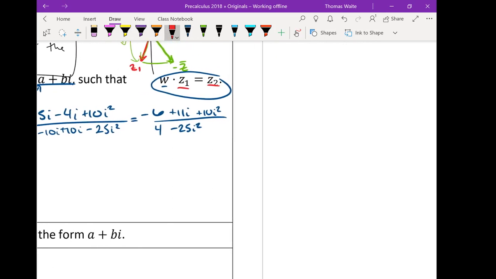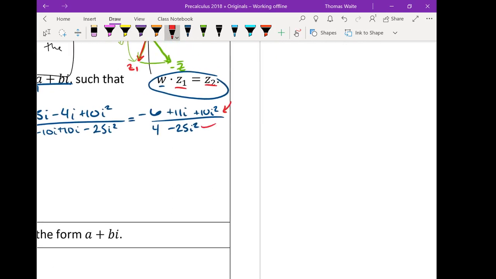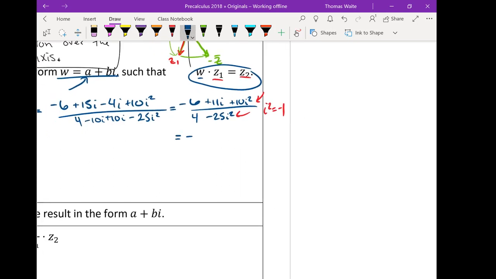And at this stage, we know we shouldn't have any i squareds in our final answers, so we can substitute i squared equal to negative 1 in all cases. That really just changes the sign. So it's going to be negative 6 plus 11i, and then instead of plus 10, it's going to be plus 10 times negative 1, or negative 10. On the bottom, it's going to be 4, and then negative 25 times negative 1, that's going to be positive 25. And that's just going to give us negative 16 plus 11i all over 29.